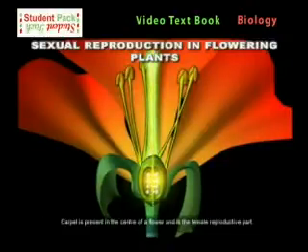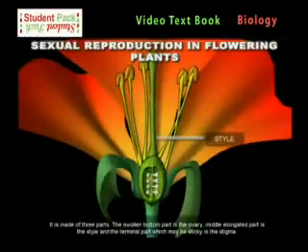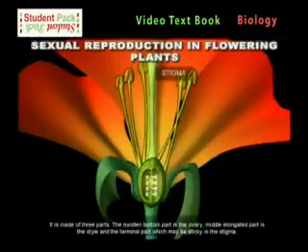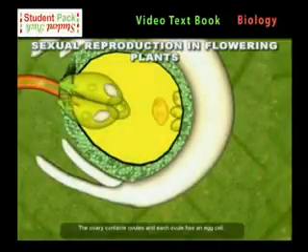Carpel is present in the center of a flower and is the female reproductive part. It is made of three parts. The swollen bottom part is the ovary, the middle elongated part is the style, and the terminal part, which may be sticky, is the stigma. The ovary contains ovules, and each ovule has an egg cell.